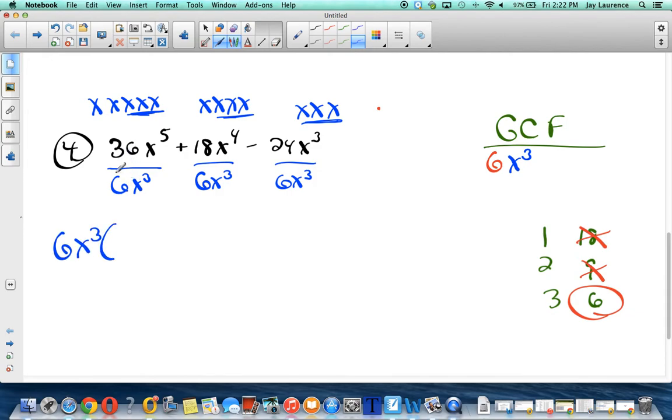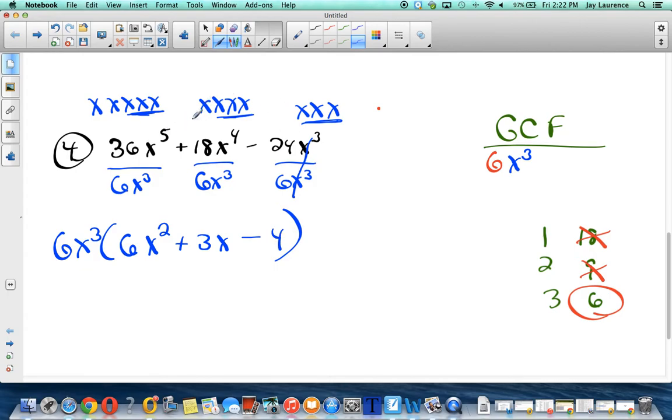What's left in the quantity? 36 divided by 6 is 6. X to the 5th divided by x cubed is x squared. 18 divided by 6 is 3. X to the 4th divided by x cubed is x. 24 divided by 6 is 4. The x cubes cancel out, and there you go.